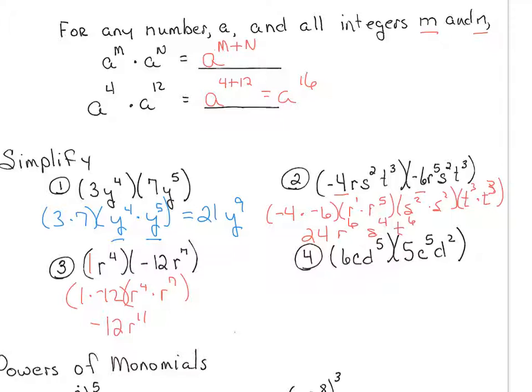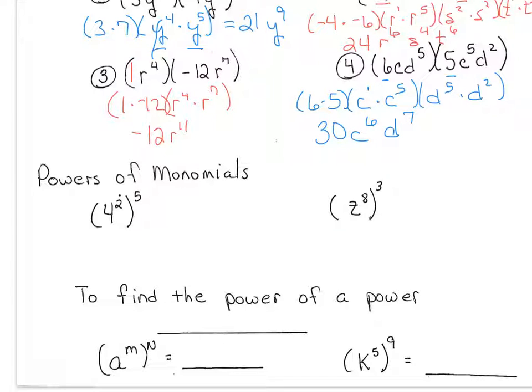On the fourth one, we multiply our constants together. 6 times 5, c to the 1st times c to the 5th. If you want to, you can write that first so you don't forget that it's there. And d to the 5th times d squared. So 30, c to the 1 plus 5, which is 6, and d to the 5 plus 2, which is 7.